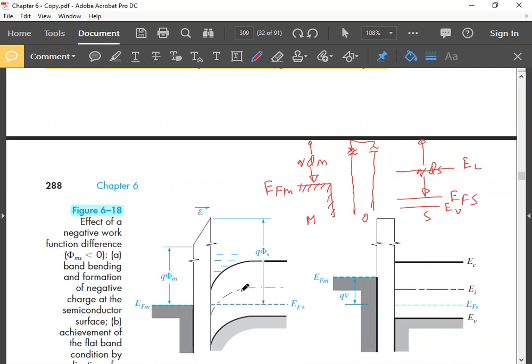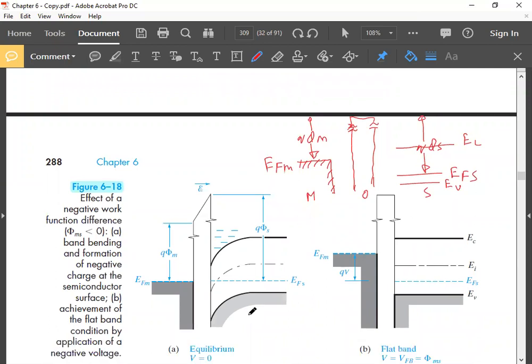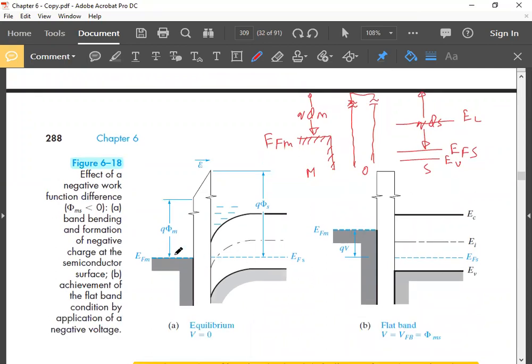When you join this, EFM and EFS align, and this has gone up. That's why there is a bend in the band like this. Now you can see that without even applying any voltage, there is a built-in voltage here, built-in potential here, and also here, just like a PN junction. There is a tilt in the oxide conduction band.